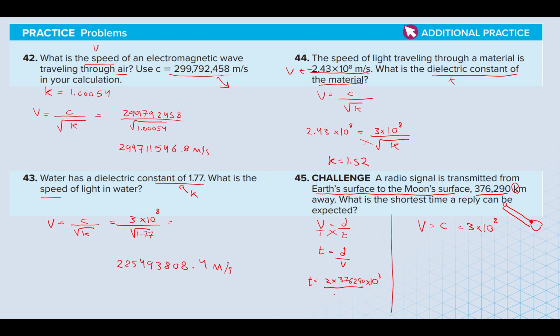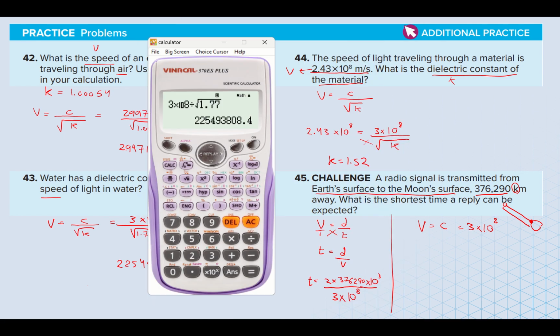Divided by the speed, the velocity of the electromagnetic wave in space is 3 times 10 to the power of 8. Using the calculator, 2 times 376,290 times 10 to the power of 3 over 3 times 10 to the power of 8, it will take 2.5 seconds.